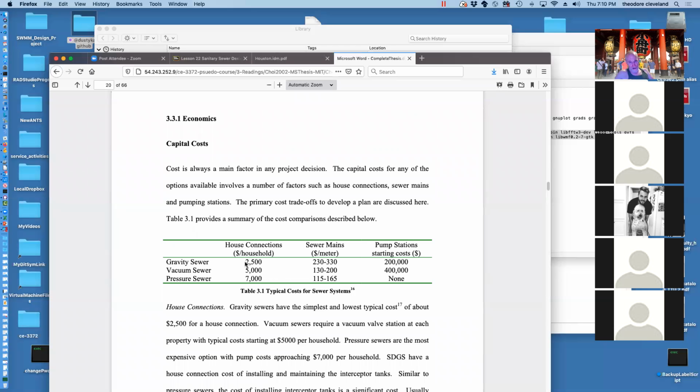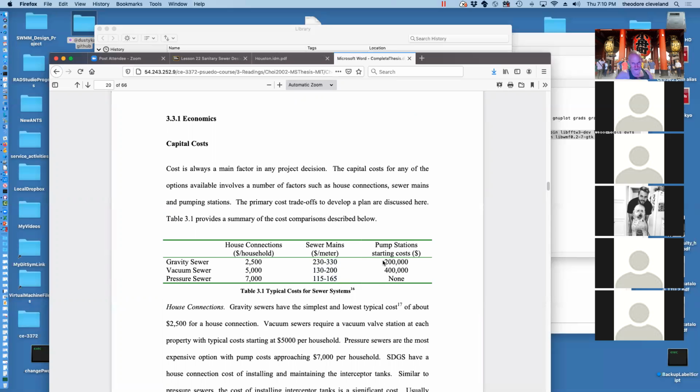And the costs are kind of what one might expect. A gravity sewer is the least expensive. A vacuum sewer is, in this chart, about double the gravity sewer, and a pressure sewer is almost 3 times as much. That's cost per household. Now at the sewer mains, the dollars per meter of sewer main decreases proportionately to the system type.